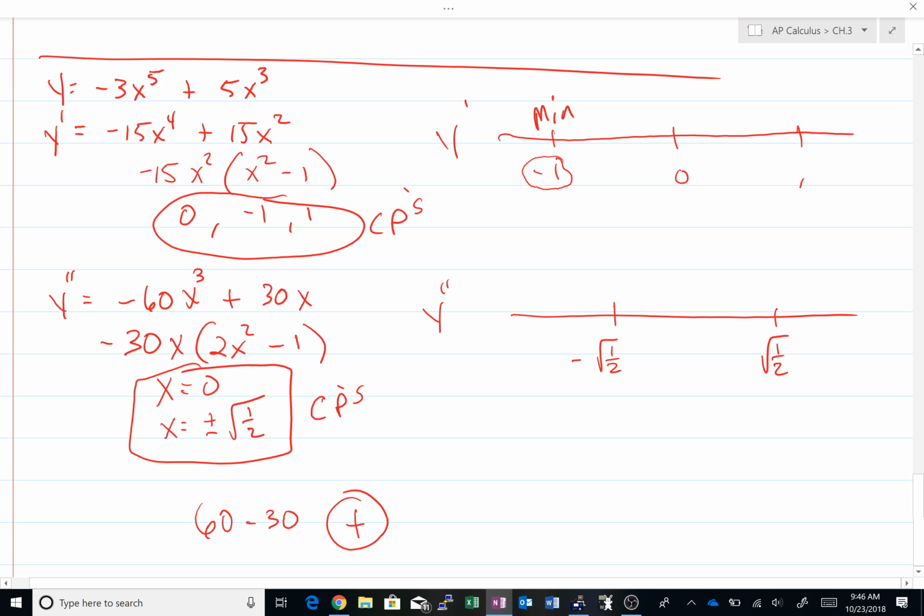Let's plug in 1. I get negative 60 plus 30. I get a what? Negative. So 1 is a max, because f double prime of negative 1 is greater than 0, and f double prime of 1 was less than 0. I know it's a lot to take in, guys, and you're going to have to do a bunch of these, but we're going to take our time. I'm not going to rush through this stuff.